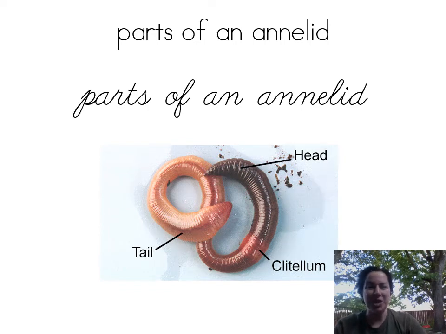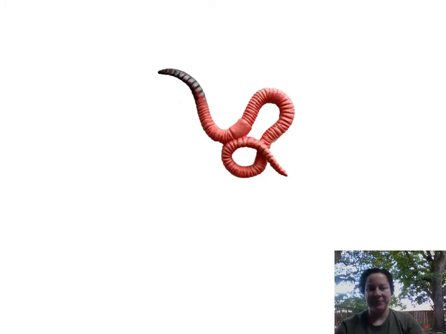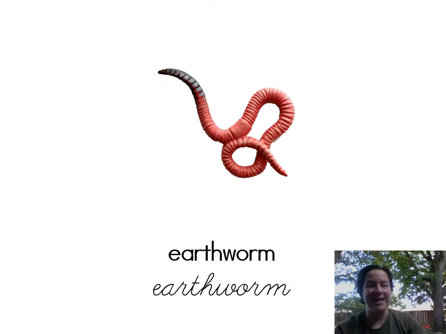We're going to be learning about worms. In this case, it's a worm that has a very long body that has rings on its body. It is called an annelid. And the annelid we are studying today is the earthworm.